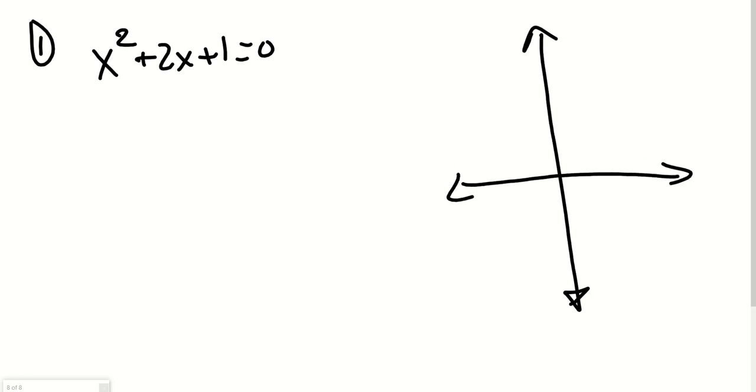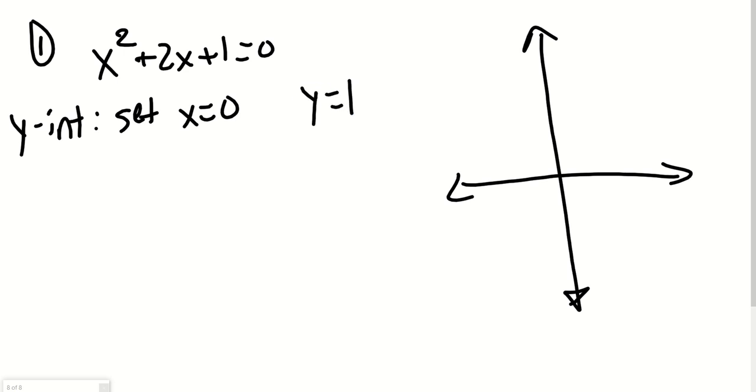Okay. There's two things you can use. There's some things you can see here. Well, my y-intercept. Okay. Y-intercept, set x equal to 0. If you put 0 for everything here, you're just going to get a solution of 1. So y equals 1 when you plug it in. So then your y-intercept is 0, 1. So I know I'm going to have a point right here at 0, 1.